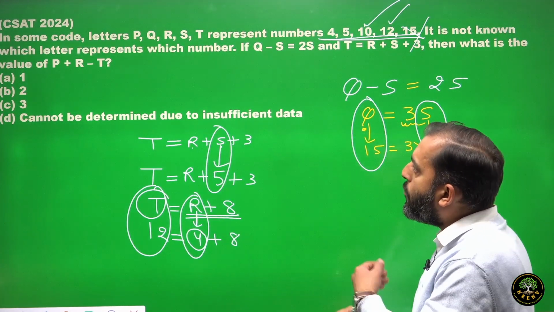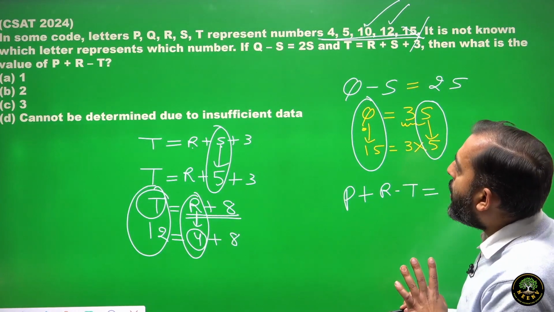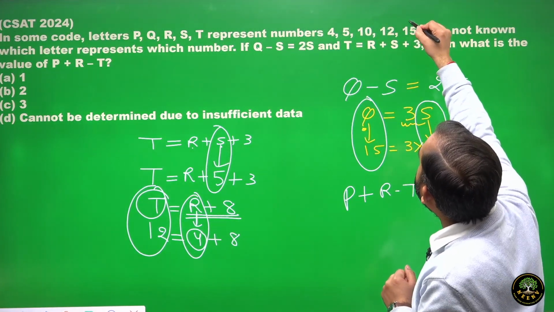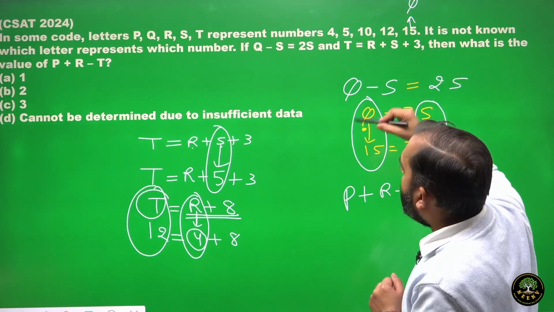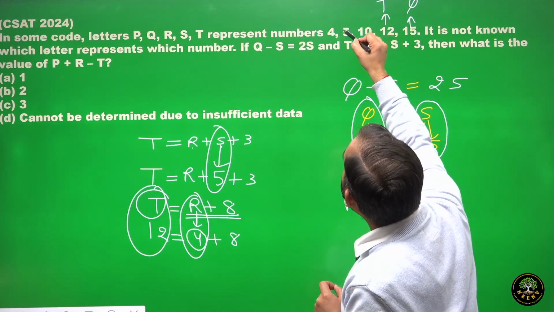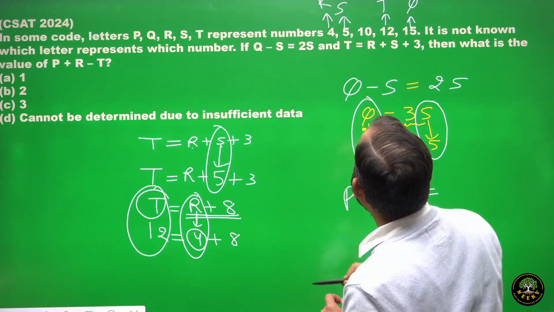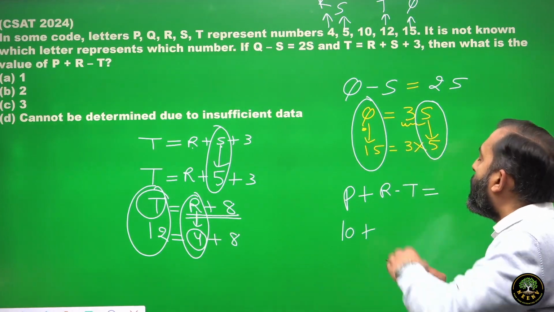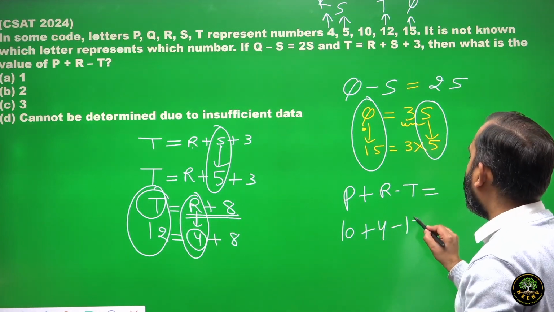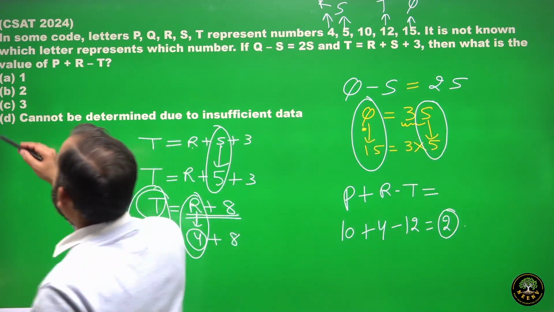We have calculated it. Now we are looking for P plus R minus T. The value of P will be the left-out number. 15 is the value of Q, 12 is the value of T, 5 is the value of S and 4 is the value of R. So obviously the value of P should be the left-out number, which is 10, R is 4, T is 12. So if we solve this, my result is going to be 2. Hence the answer to this question is option B.